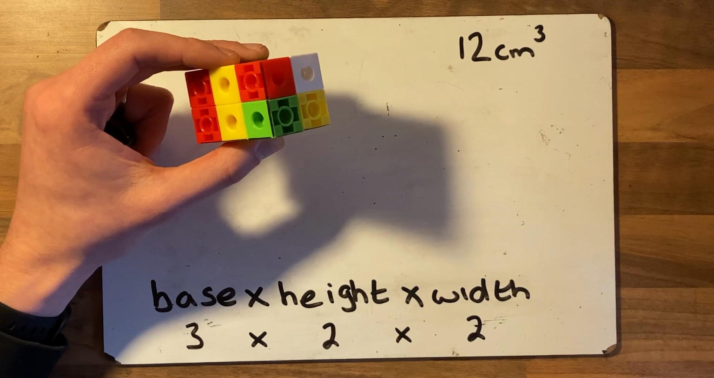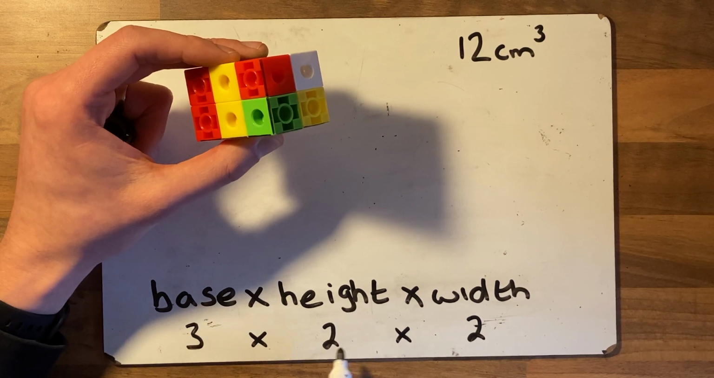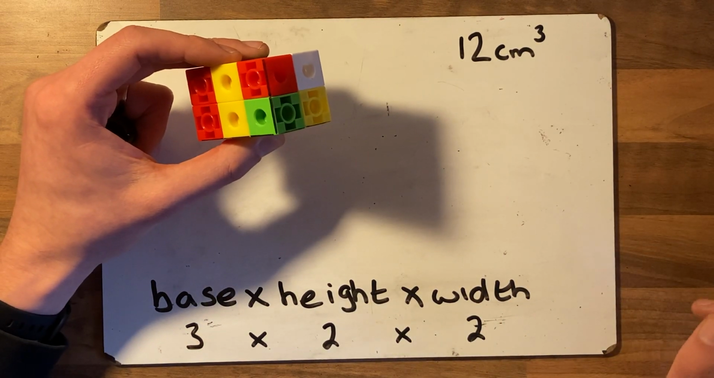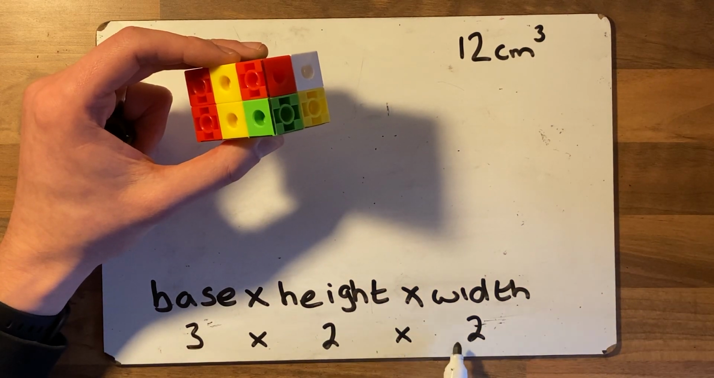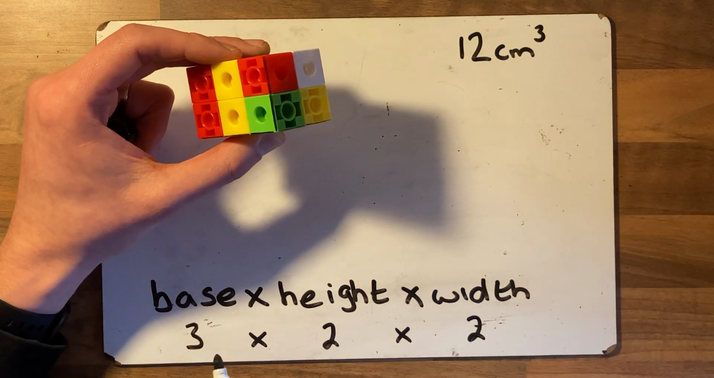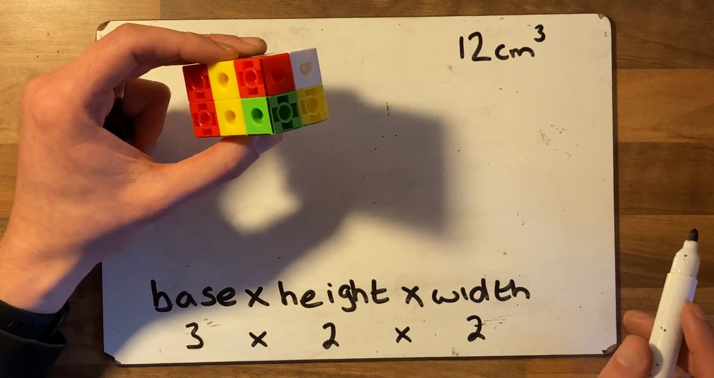It's kind of like a BIDMAS question here. So if we were to do 3 times 2, which is 6, and then 6 times 2 gets us to our 12. We could do it in a different way. We could do 2 times 2, which is 4, times by the 3, which is 12 again. It doesn't matter which order you do the multiplication in, you will always get to the same answer.